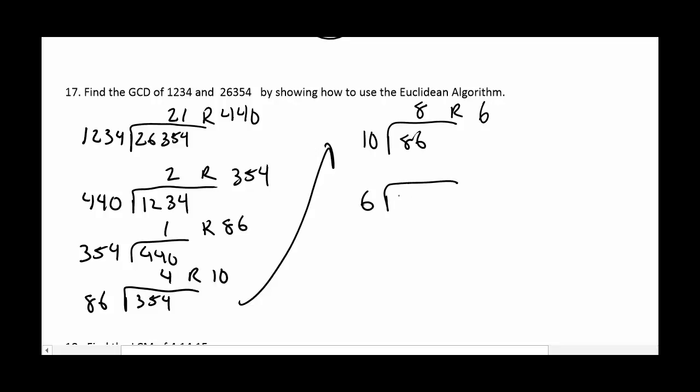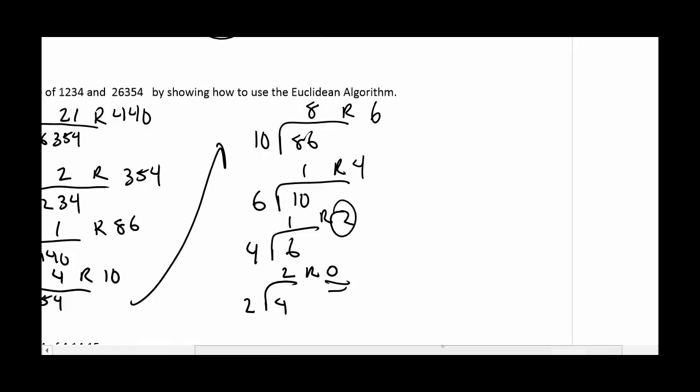And 6 goes into 10 1 time with a remainder of 4. And 4 goes into 6 one time with a remainder of 2. And 2 goes into 4 twice with a remainder of 0. Okay, so the 0 is a good indicator I'm done. And my GCD would be the last remainder that we used. Okay, so the GCD in this case is 2, which is much better than the other answer I had. Sorry about that.